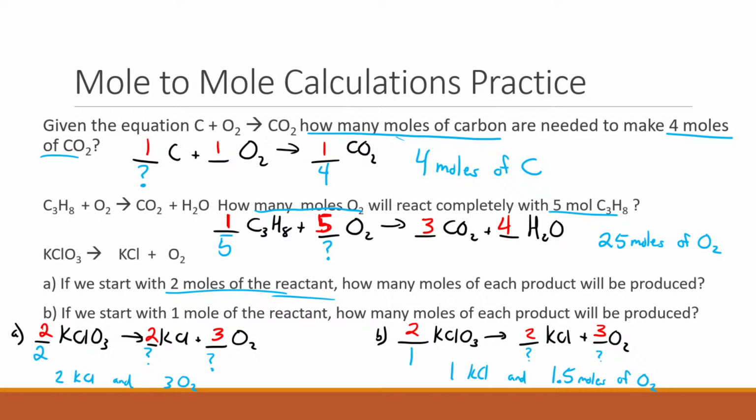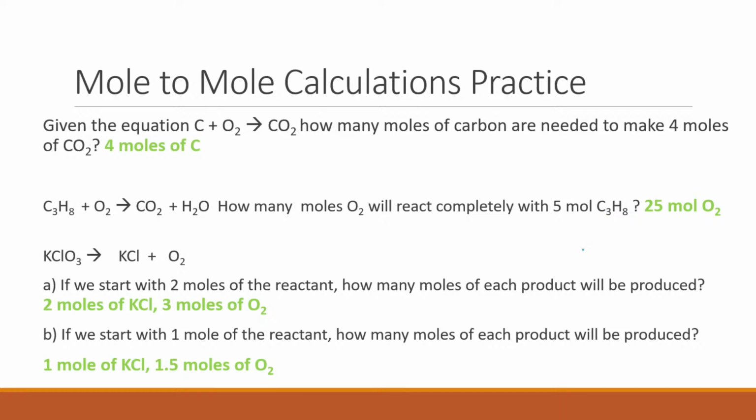Right, so summarizing here, you're balancing your equation every time. You're making sure that they are talking about moles, because when we're using our mole ratio, when we're putting things in the denominator, they must be moles. And then you're going to get answers out that are moles. When we go to check our answers, we're going to see 4, 25, 2, 3, 1 and 1.5.